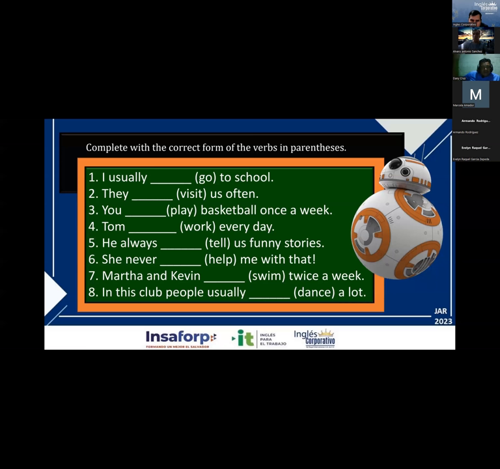Presente simple. Por ejemplo, en la 5. Creo que ya entró el teacher. Por lo que entiendo, vamos a completar la forma correcta con el verbo que está en el paréntesis. Entonces no necesariamente tiene que ser el mismo verbo que está en la oración, ¿verdad? Si tiene que usar la forma correcta del verbo en paréntesis, es necesario que use el verbo que está en el paréntesis. Creo que es como en la 4.